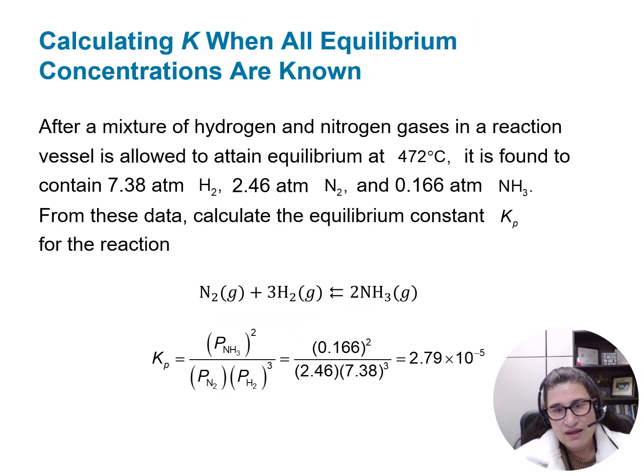All right, so back to our equation for the Haber process. And again, this is supposed to be reversible. I would write my expression, so NH3 squared over H2 cubed times N2. If we know our equilibrium concentrations that they have given me here, I just plug those concentrations into my expression, and that will give me my equilibrium constant.